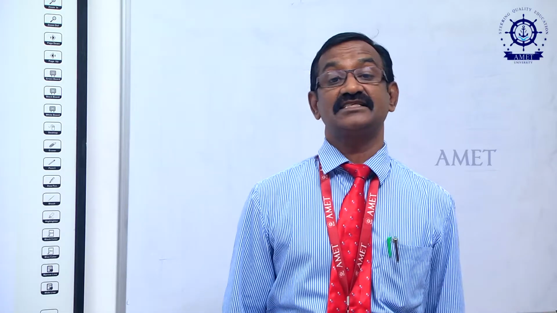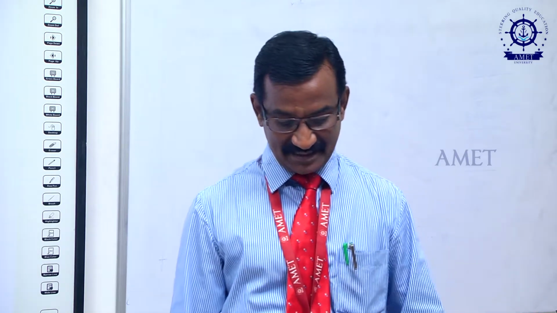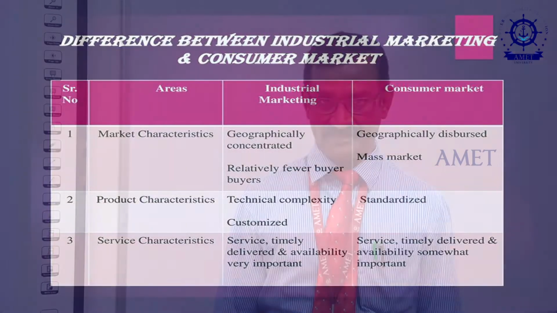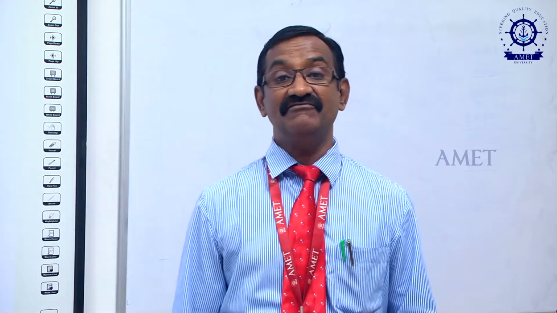The third one is service characteristics. What services are expected or required by the buying organizations? In industrial marketing, timely delivery and availability are very important. Delivery must be on time, within an hour, within 30 minutes, within 2 or 3 hours. They fix the time, and the suppliers offer the service accordingly. But in consumer marketing, timely delivery and availability are somewhat important, but the organizations do not give much importance.